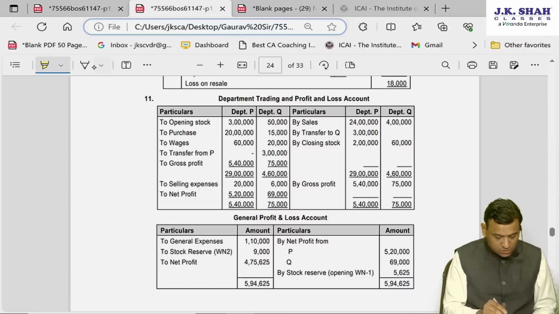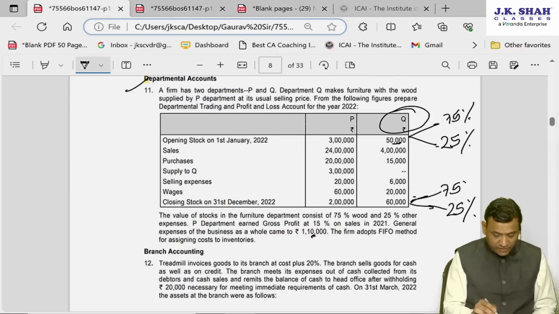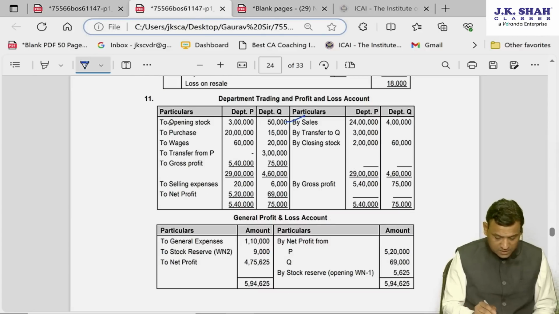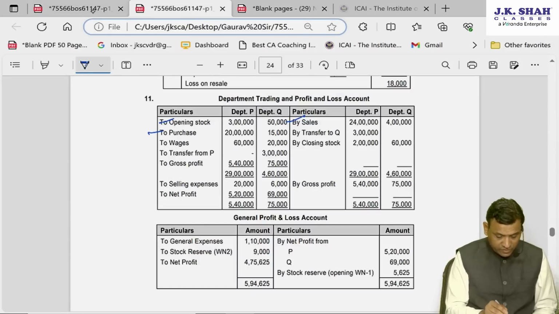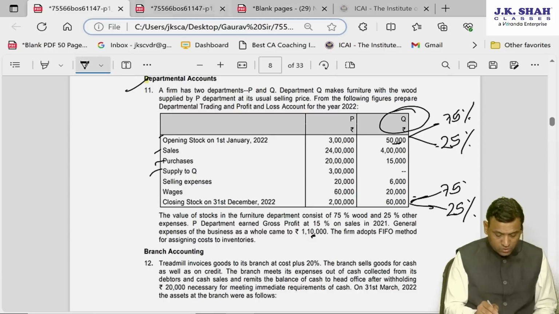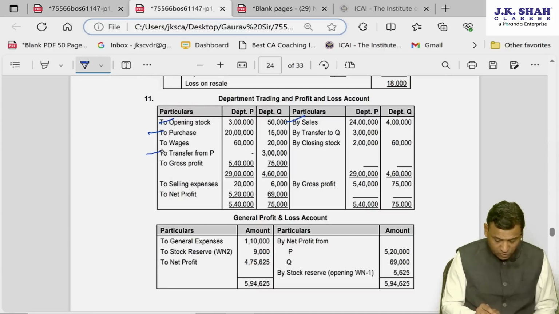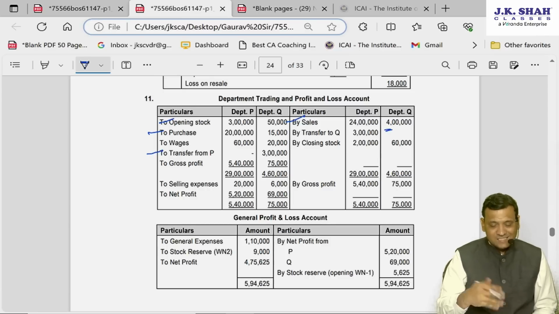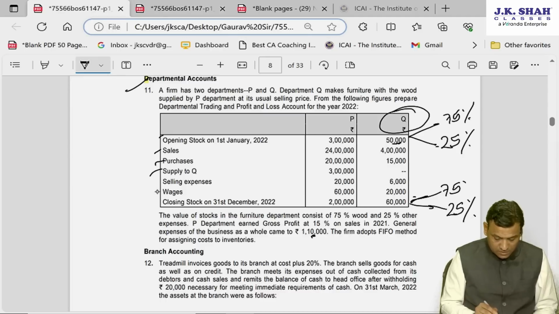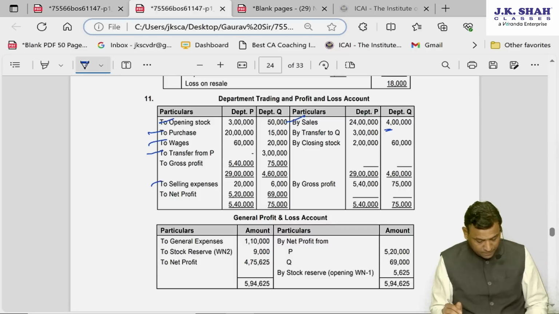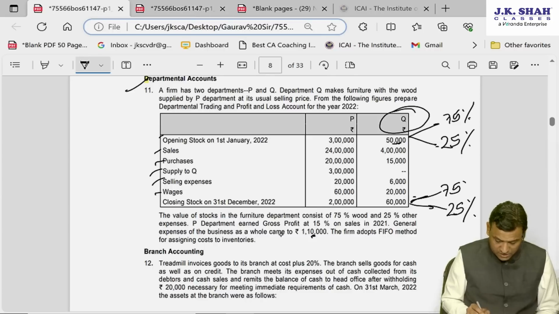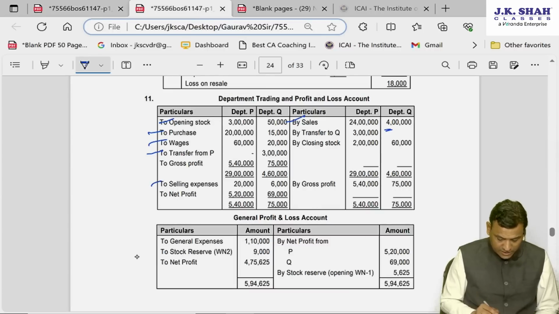Opening stock 3,50,000 just taken from here. Sales 24 lakhs, done. Next is purchases 20 lakhs and 15. Thereafter supply to Q, so transfer from P department and by transfer to Q department, because P is transferring it to Q. 3 lakhs. Selling expenses, wages and selling expenses. Now, of course, the question has also mentioned that there are general expenses of 110,000 that go in general.